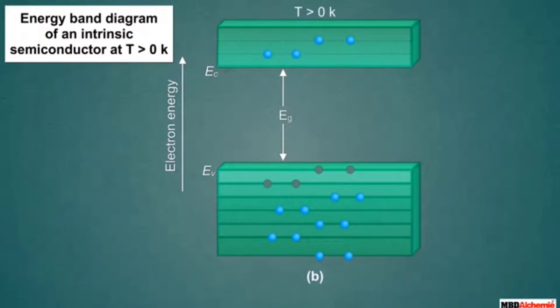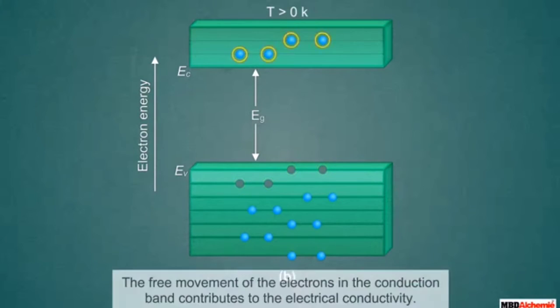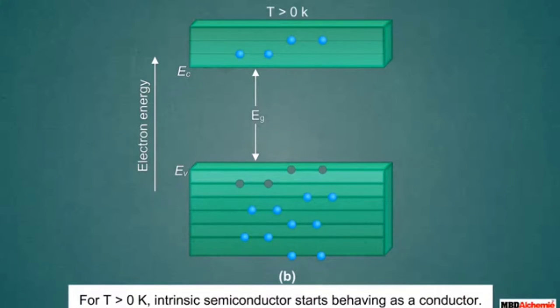The energy band diagram of semiconductors for T greater than 0 Kelvin is as shown in figure B. It is the thermal energy which excites some electrons from the valence band to the conduction band at higher temperatures. These thermally excited electrons at T greater than 0 Kelvin partially occupy the conduction band, leaving an equal number of holes in the valence band. The free movement of the electrons in the conduction band contributes to the electrical conductivity of the intrinsic semiconductor, and it starts behaving as a conductor.